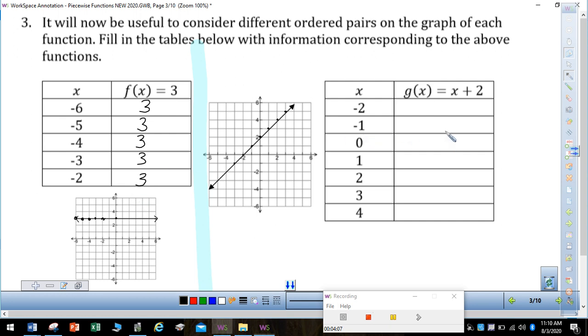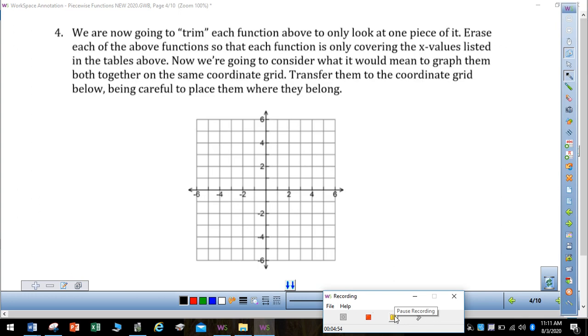For the next one over here, for g of x equals x plus 2, I copied over the graph just so that we can see it here. When x is negative 2, we can see that the y value is 0. So this is really asking for what the y value is. When x is negative 1, y is 1. When x is 0, y is 2. When x is 1, y is 3. When x is 2, y is 4. When x is 3, y is 5. And finally, when x is 4, y is 6.